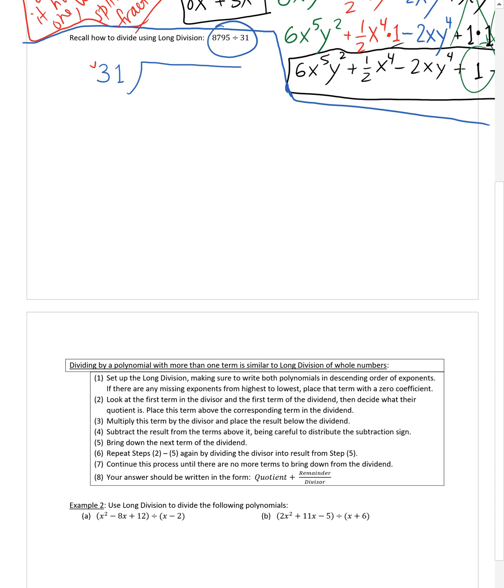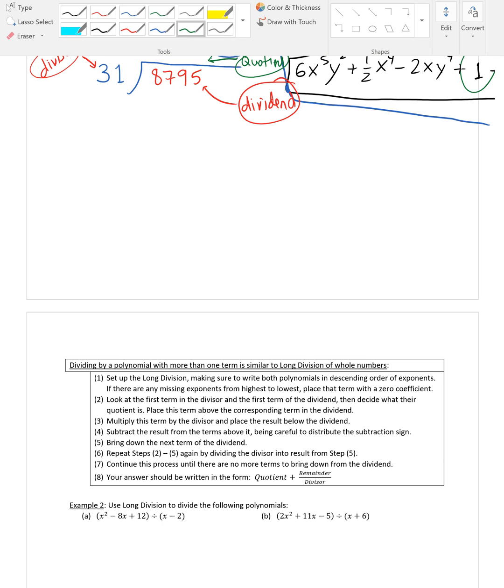Remember that the thing you're dividing by is called the divisor, because we'll be using that word to describe all the operations we're doing. And the number you're dividing into, which in this case is 8,795, is called the dividend. And whatever result we get when we divide, the thing that's up here, will be the quotient. So when we write the directions on how to divide these polynomials that are not monomials, we're going to be using those three words. Divisor is what you're dividing by. Dividend is what you're dividing into. Quotient is the result of dividing.